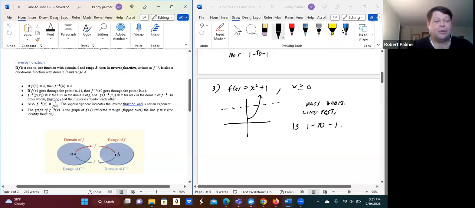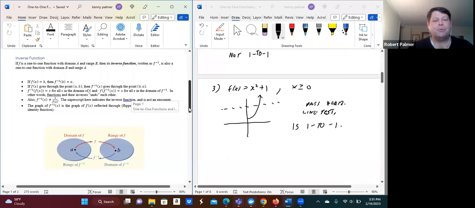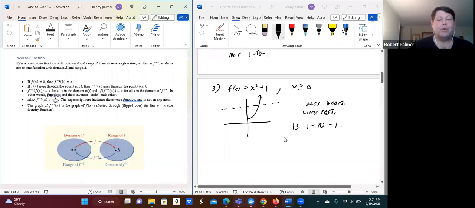And finally, the graph of f inverse of x is the graph of f of x reflected through, or flipped over, the line y equals x. Remember, y equals x is called the identity function. We'll see that in a moment. Okay. Now, why is it important to be 1 to 1 to have an inverse?